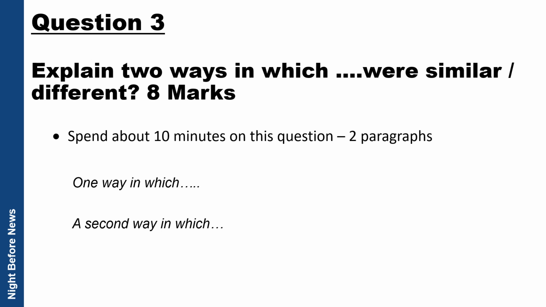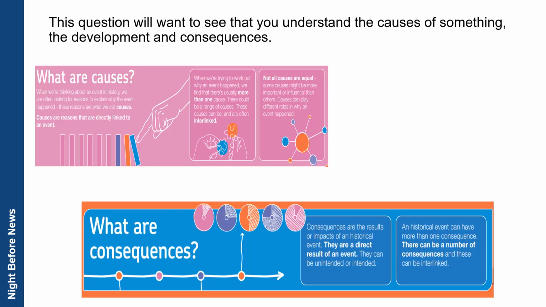So we really need, question 3 is explain 2 ways in which something was similar or different. This one again is 8 marks, 2 paragraphs, starting your paragraphs, 1 way in which, a second way in which. Make sure that you really do focus in on what the question's asking you. So they're going to pick 2 different things from history. They're going to ask you how are they the same and how are they different. So really do make sure that you highlight the question to be aware of whether you're looking for similarities or differences. Very often with this question, they are looking at causes and consequences.